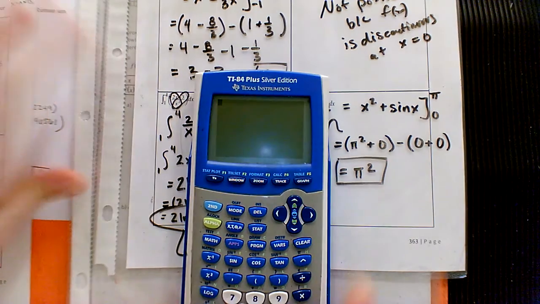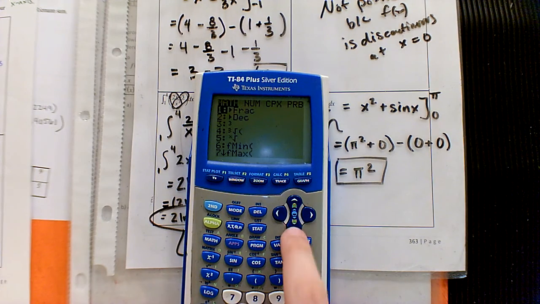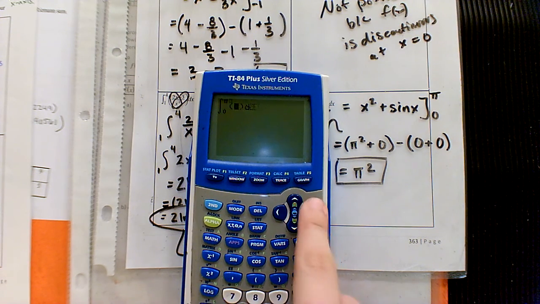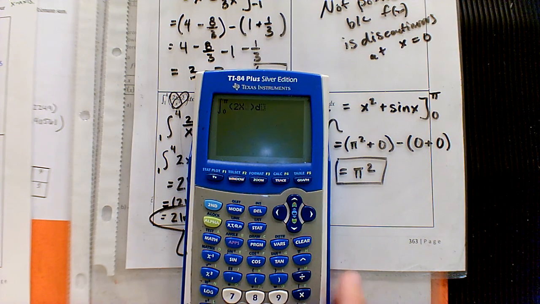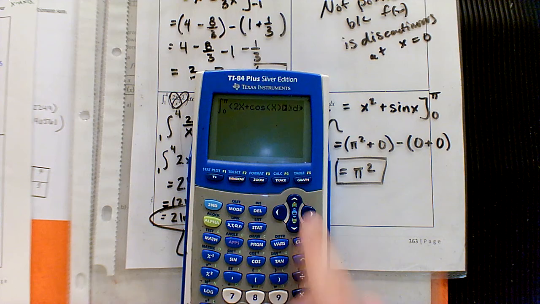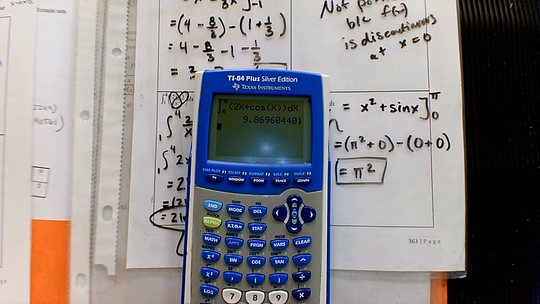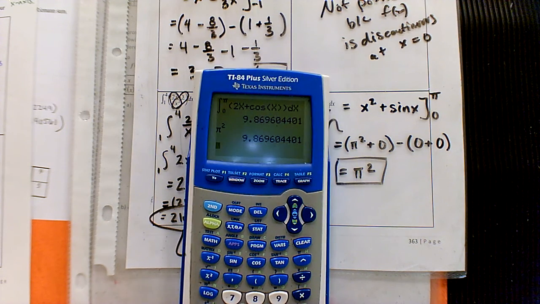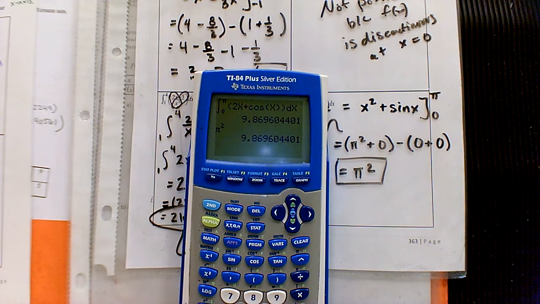All right, if you want to double check it, we'll do math. Number 9, 0 to pi, 2x plus cosine of x, 9.8696. And if I compare that to pi squared, notice how it's the same thing. All right, so we're good to go.